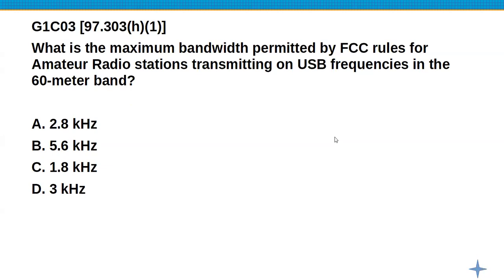What's the maximum bandwidth permitted by FCC rules for radio stations transmitting on upper sideband frequencies in the 60-meter band? Okay, so that's alpha. It's 2.8 on all the bands, and on the 60-meter band you're still limited to 2.8 kilohertz bandwidth, which is the typical bandwidth for single sideband.